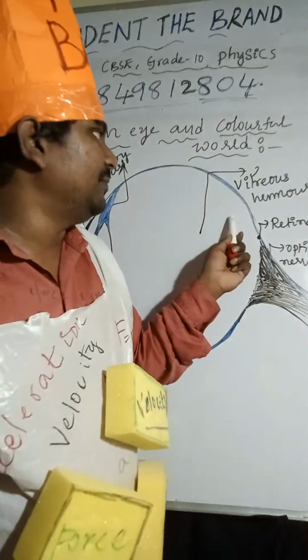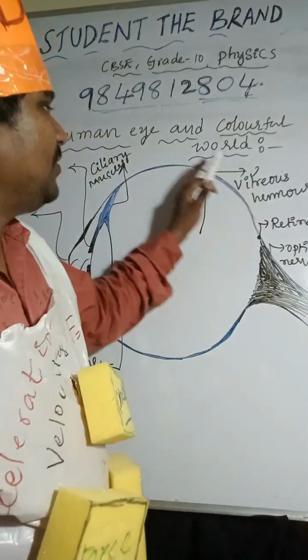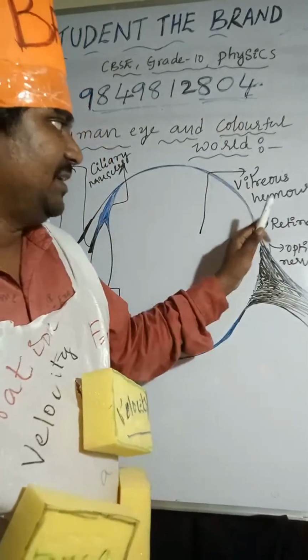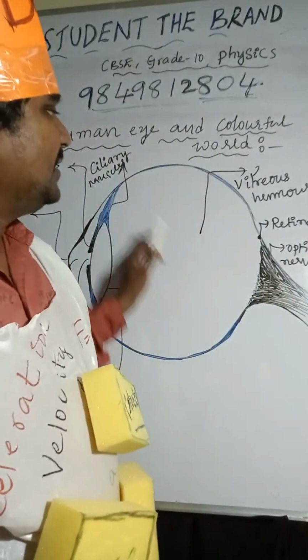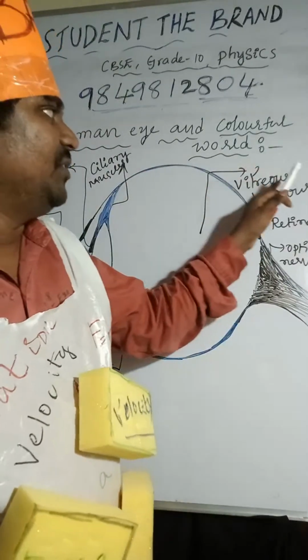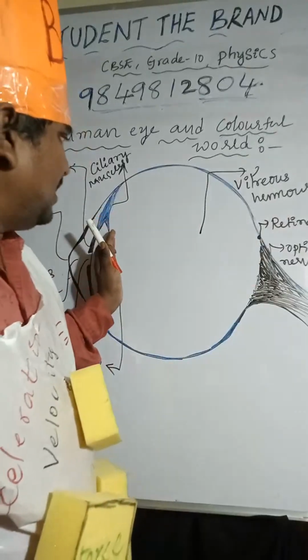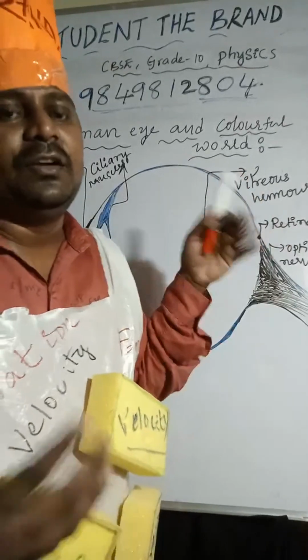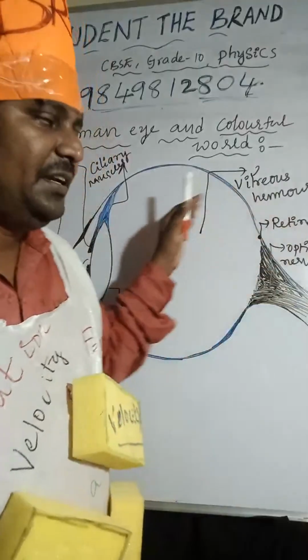Coming to the vitreous humor. Vitreous humor is a jelly-type liquid present between the eye lens and the retina. So this entire area is filled by the vitreous humor, between the eye lens and the retina. It gives sufficient force and pressure to maintain the shape.